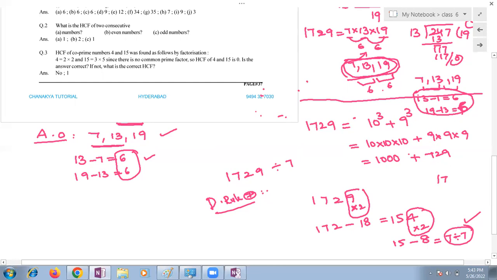What is the relation you are identifying? The difference of two consecutive factors is 6. That is the relation you are identifying. Hope you understood. Any doubt, please let me know. This is a really important question, children. It has been given multiple times, because 1729 is not only a number, it is the Ramanujan number too. It has some history. You can go through YouTube also, children.